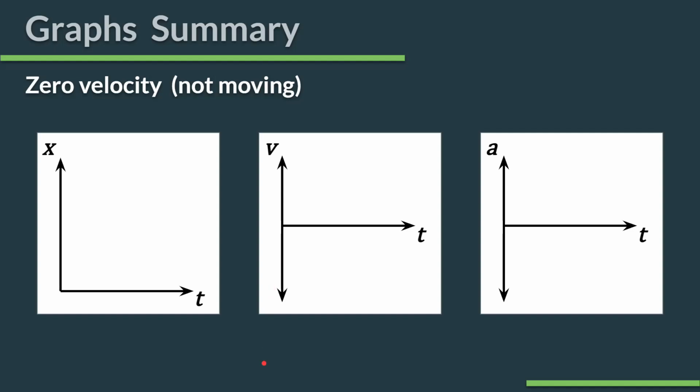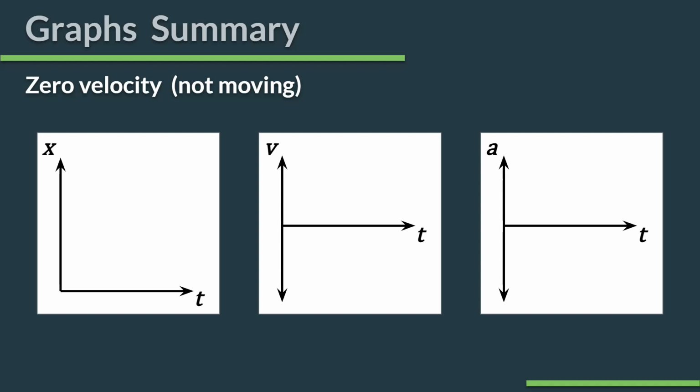But we're going to start with just sketching out the shape of an XT, VT, and AT graph for different scenarios. So the first scenario we're going to do is something with zero velocity, something that is not moving. If you have an object that is not moving, then what is your XT graph going to look like? We did this one in the last unit. So if it's not moving, what does it look like?